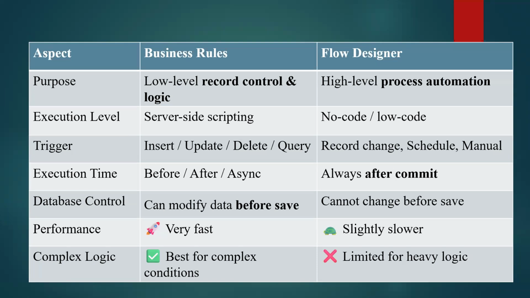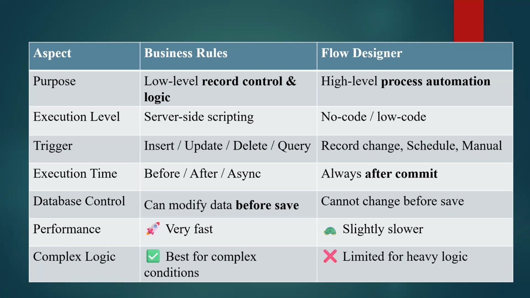Database control. A business rule can change data before it is saved. But flow designer cannot change data before save. This is a big difference between business rule and flow designer. Big technical difference. Business rule can change data before it is saved, but flow designer cannot change data before save.